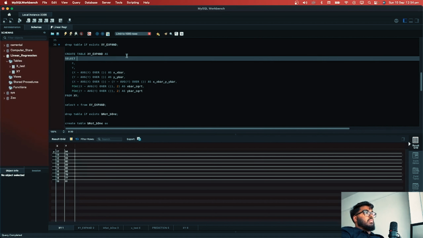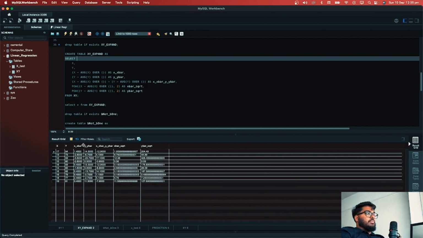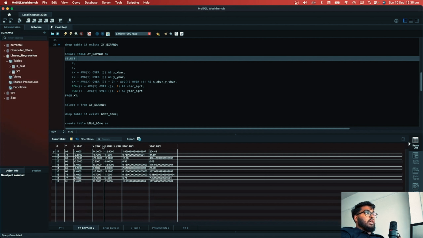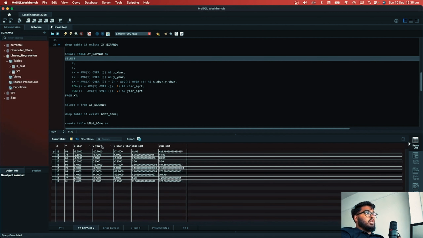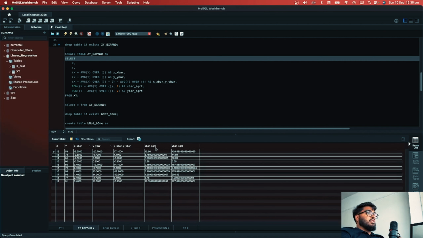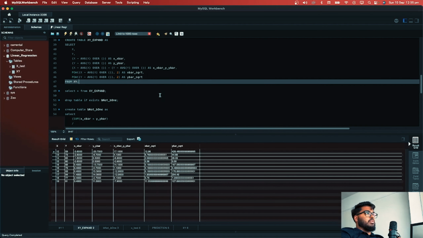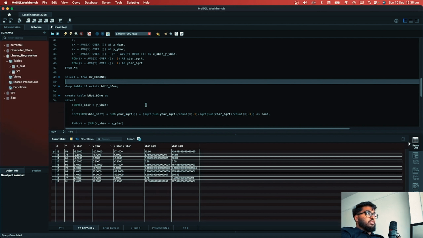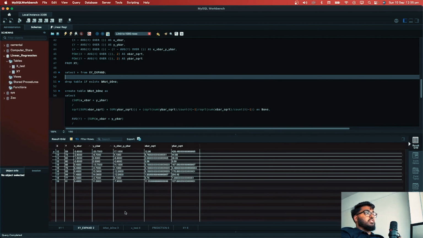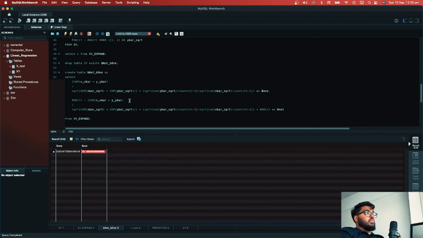The next thing to do is create another table called XY expand. In this expand table, this is where I do my initial calculations, such as calculating X bar, X minus X bar, Y minus Y bar, X minus X bar times Y minus Y bar, X minus X bar raised to 2, Y minus Y bar raised to 2. So that's what this calculation is about. And after that, using these values in this table, I need to calculate beta naught and beta 1. So there you have it, beta naught and beta 1.